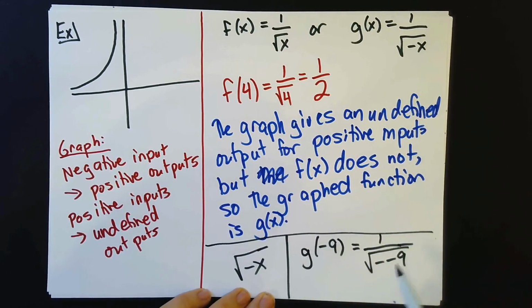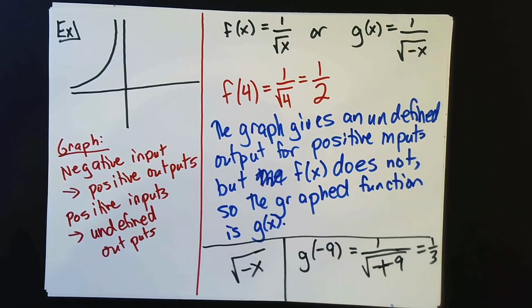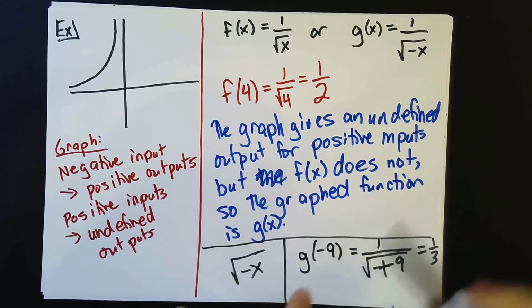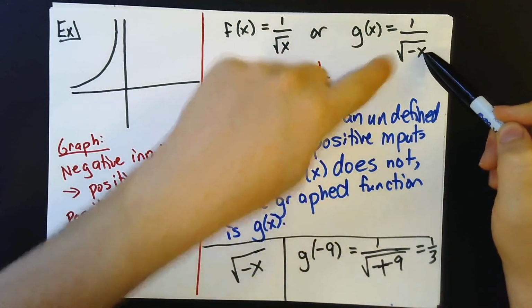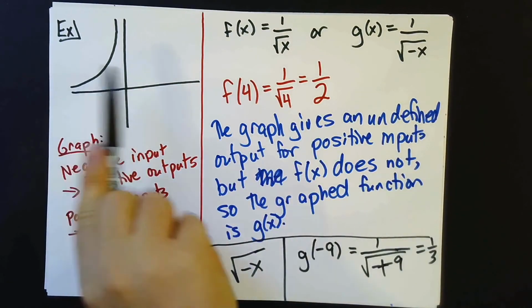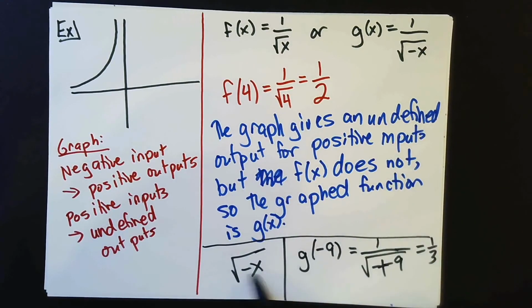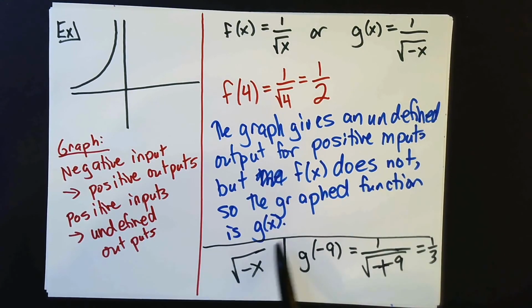But this is what happens. Minus minus 9 is actually plus 9. So then this is a third. And that's how it ends up being that this is the graphed function, where it's defined for negative inputs, but not defined for positive inputs. Because if x is positive, this negative x is negative, and so its square root is undefined.